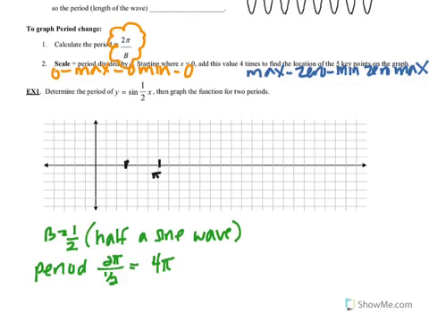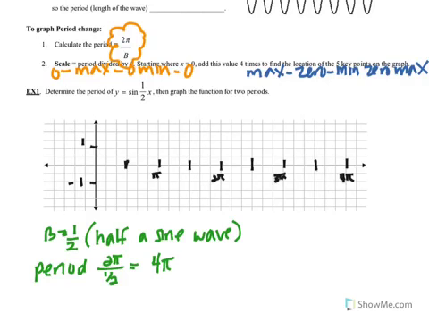So let's mark our graph. There's pi right there. There's 2 pi. There's 3 pi. And there's 4 pi. And I'll make my 1 here and my negative 1 here. Okay, so the period is 4 pi.